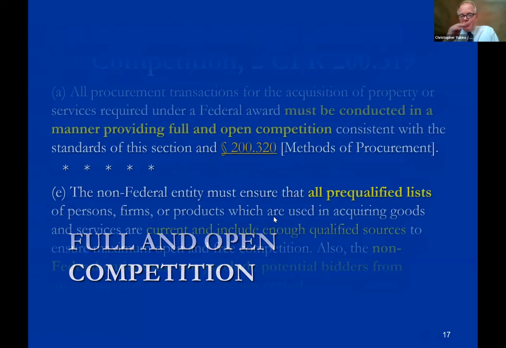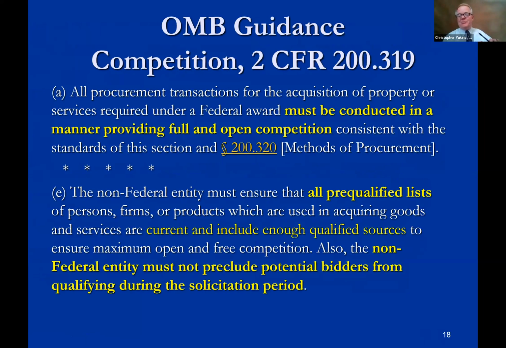We want to talk a few minutes about full and open competition. And Keith and I love this because it opens up the whole question of how to deal with IDIQ, which will be one of the toughest questions we have to deal with under the Model Procurement Code. So there's a requirement under the OMB guidance that you have full and open competition. And it says then in paragraph E that all pre-qualified lists of persons, firms, or products which are used in acquiring goods and services must be current and include enough qualified sources to ensure maximum open and free competition. Also, the non-federal entity must not preclude potential bidders from qualifying during the solicitation period.